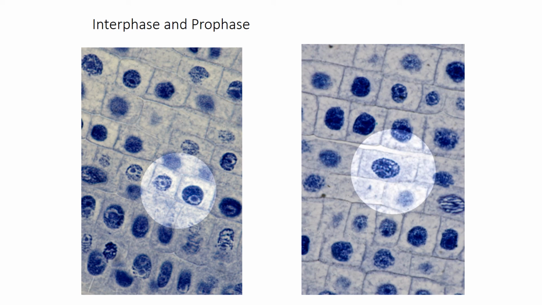These are again just pictures of an onion root tip. It's been stained and is showing the different stages here.